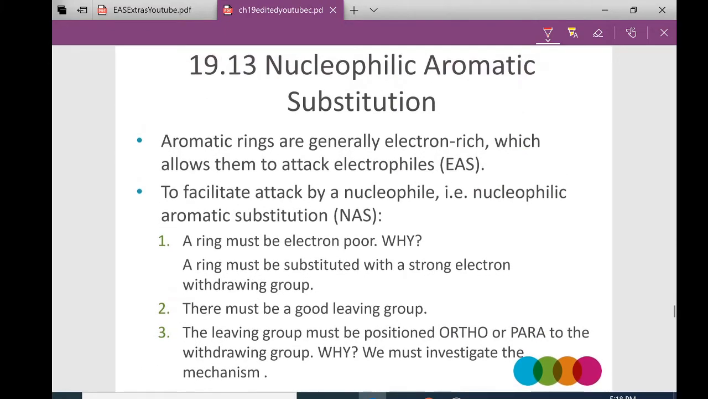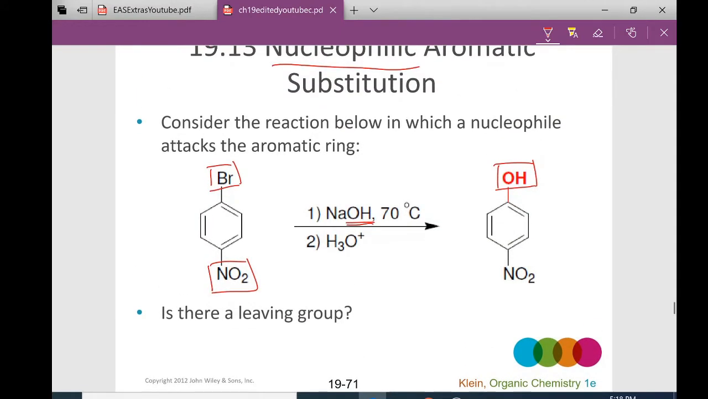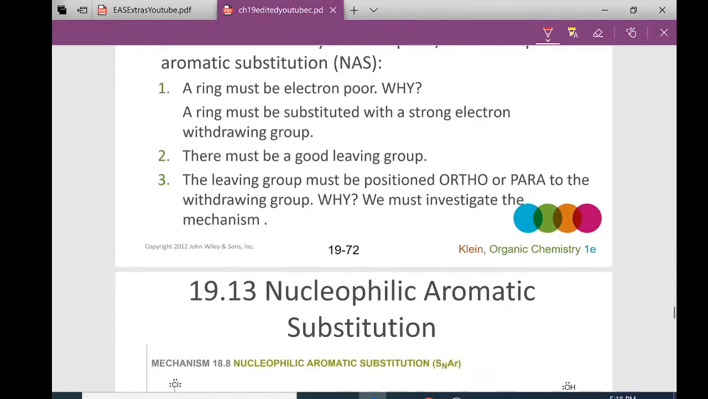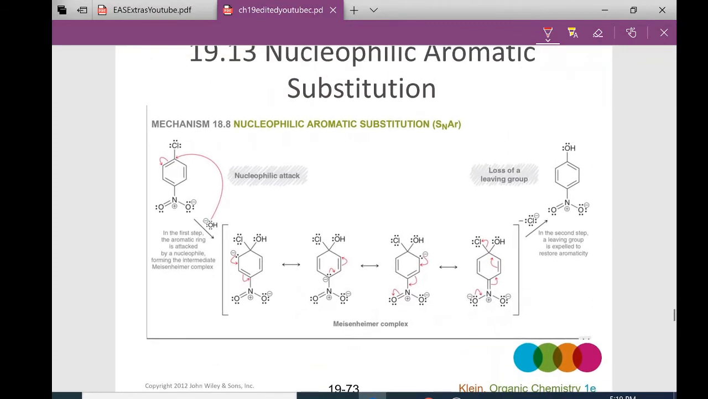So nucleophilic aromatic substitution requires a little bit stronger reaction conditions. We got 70 degrees C. We've got a strong nucleophile. We've got an electron poor ring because we've got that nitro group on the ring. So generally, the only way this is going to go is if we have a really strong electron withdrawing group like a nitro group. You're going to generally see this with an NO2 group, okay? And we also have to have a good leaving group, and the leaving group has to be ortho or para to that nitro group. So let's look at the mechanism here.